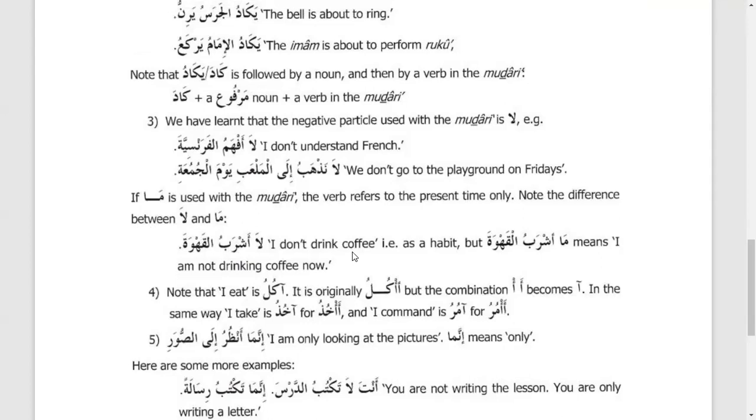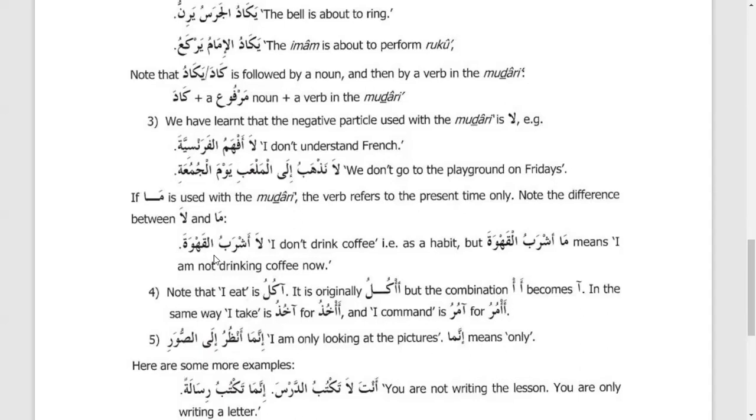Here when you say la ashrabu al-qahwata, I don't drink coffee, you're talking about something as a habit. This is your habit not to drink coffee. But if you're sitting with someone and you are not in the mood for coffee right now, you would say ma ashrabul qahwata, I am not drinking coffee now, and I don't want to drink. If you don't want to do something now, then we can use ma with the present tense as well. So la ashrabul qahwata is a generalization. It's a fact, something that you do not do on a daily basis.